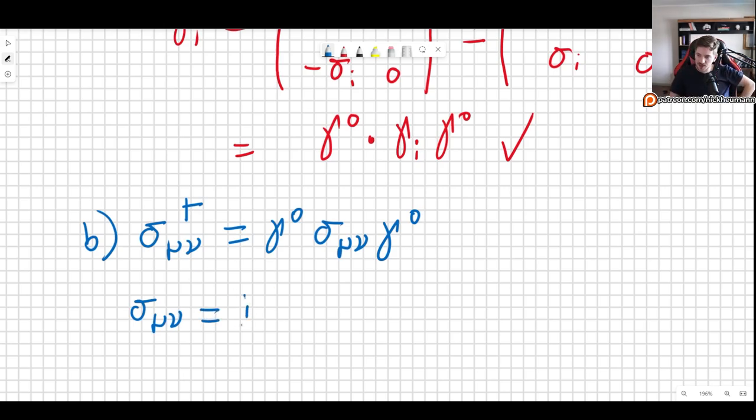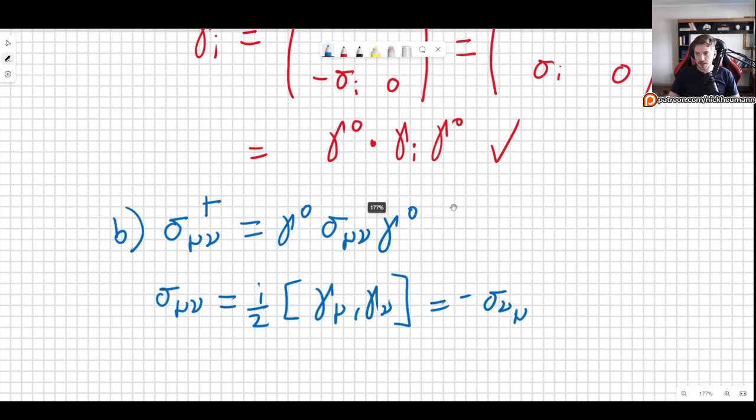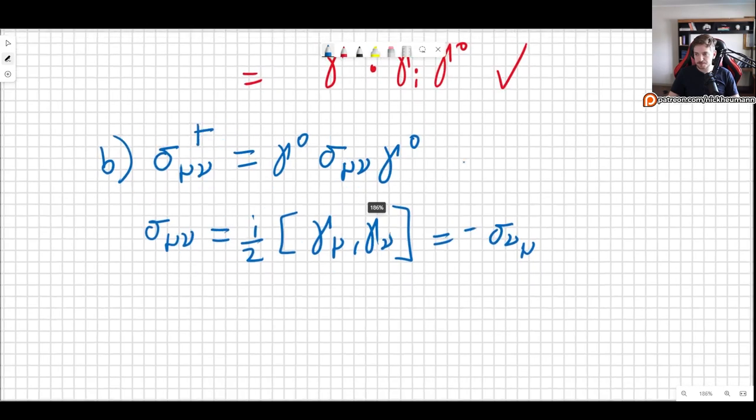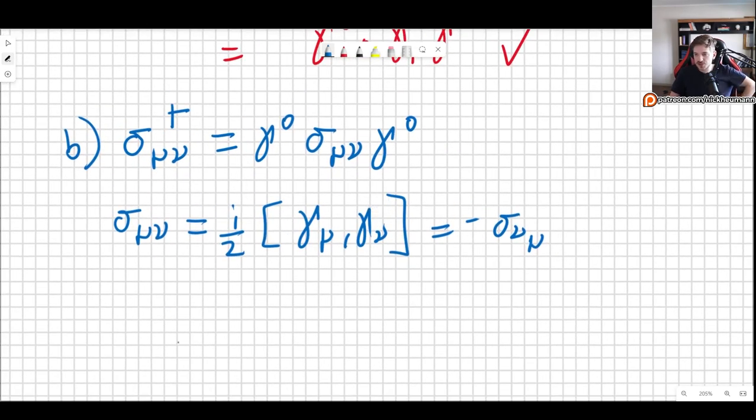And this is I over 2 commutator of gamma. Well, if I wrote it down here, then it has to be like this, gamma mu, gamma nu. Okay, and it is anti-symmetric, so this is equal to minus the same thing with the order of your indices changed. So that's what we have. So now we want to just show this thing right there. Okay, so let's go straight in.